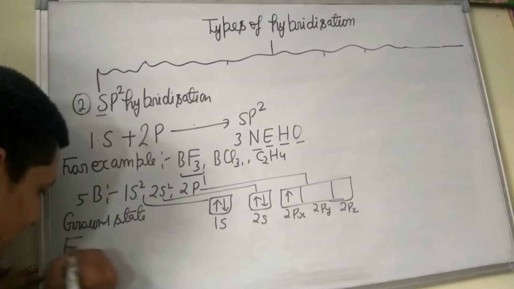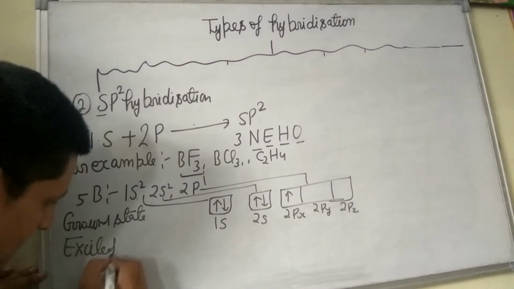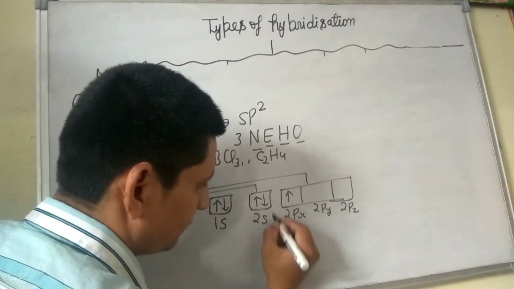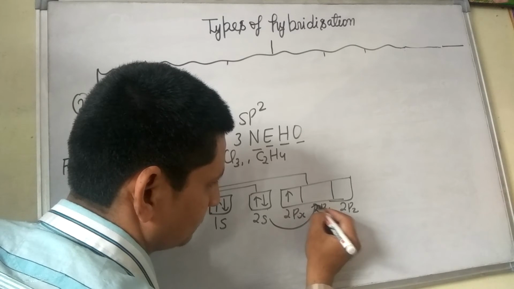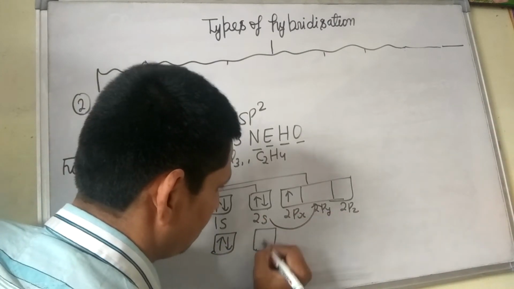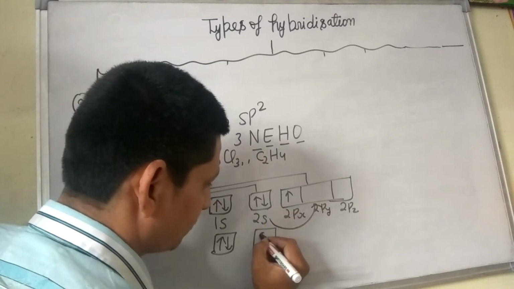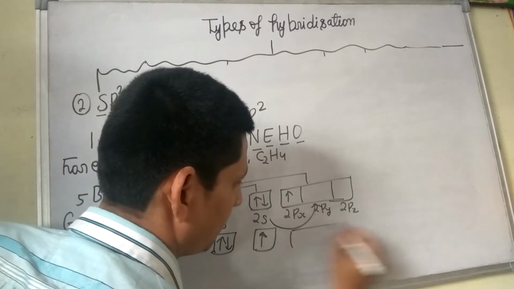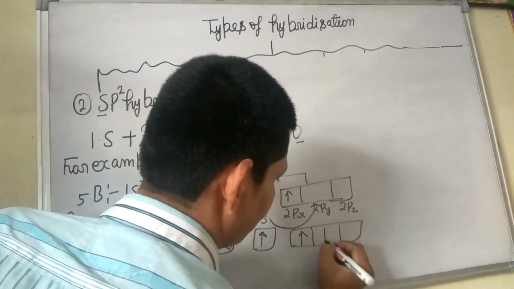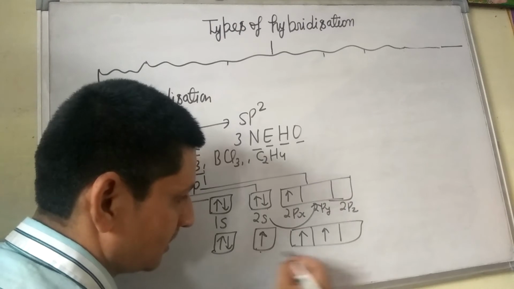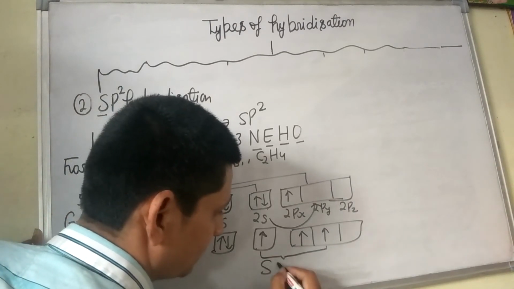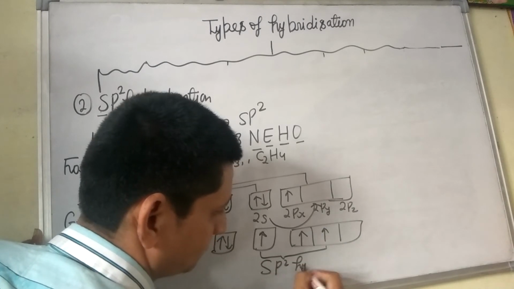After this, the excited state. In the excited state, when we provide energy, 1 electron jumps from the 2s orbital to the 2p orbital. Now in 2s, 1 electron is left because 1 electron jumped, and after this 1 electron, 1 electron in the p orbitals. So look here, 1s and 2p orbitals combine to form sp2 hybridization.